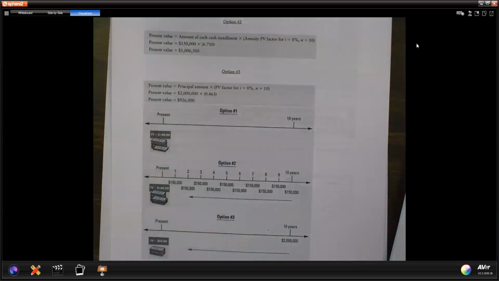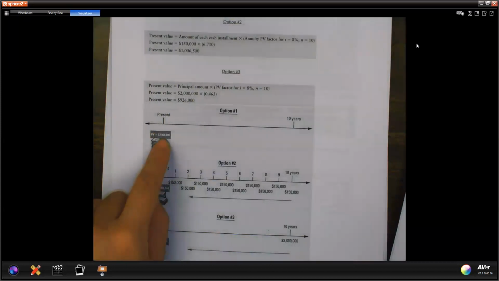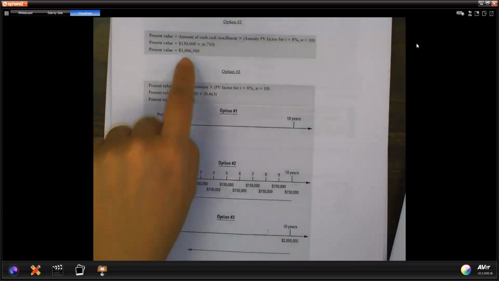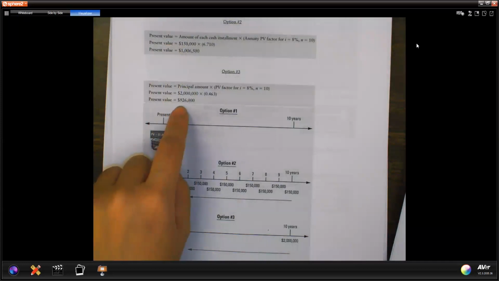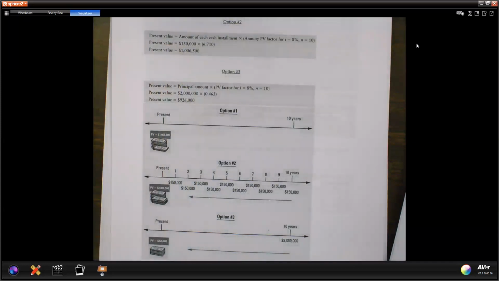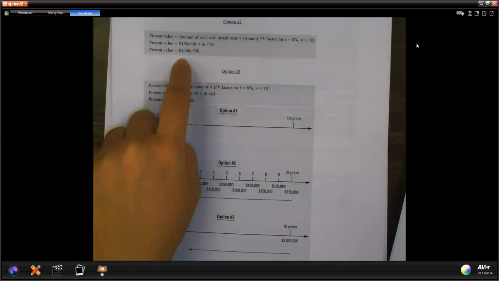So now you can compare the apple with the apple. First choice is you get $1 million now. Second is the present value will be more than $1 million. The third choice is the present value of 2 million after 10 years is less than $1 million. So you should go with the second choice because the present value is the biggest amount.